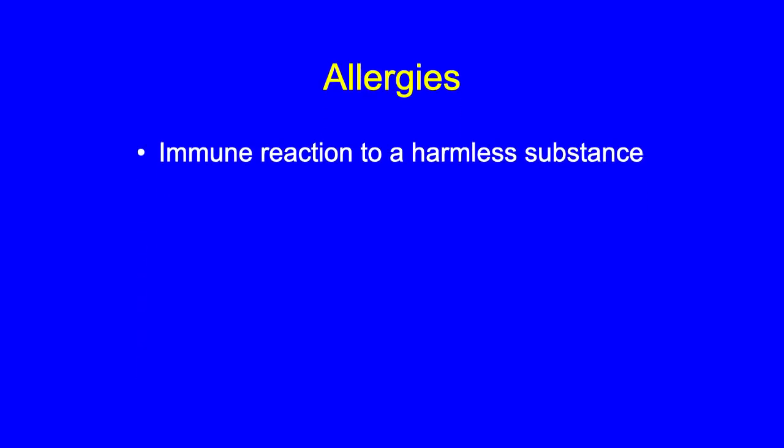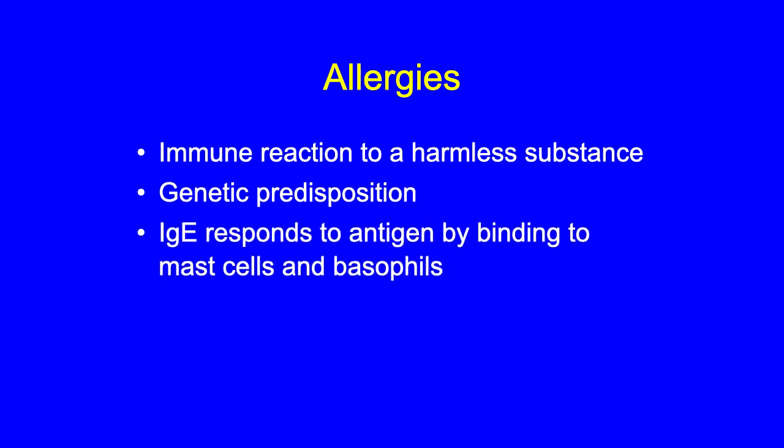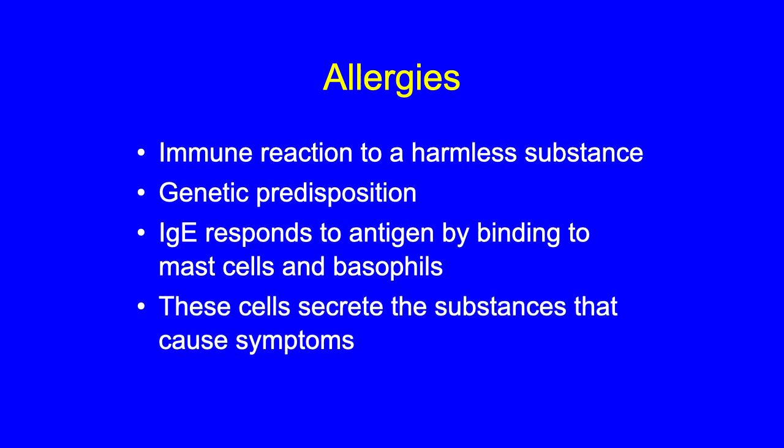Allergies are an immune reaction to a harmless substance. You're genetically predisposed to allergies. IgE responds to the antigen by binding to mast cells and basophils. These cells secrete substances that cause symptoms. So allergies are an overreaction by your body. Remember we talked about the histamine reaction before. You take an antihistamine that blocks that histamine reaction, so you do not get that overreaction. If anyone's ever had an allergy test where they use little injections into your arm, and then you see the inflammation based on your body's histamine response.